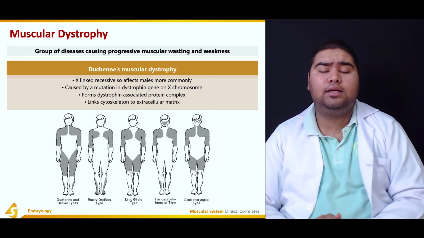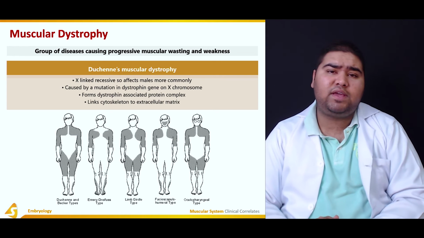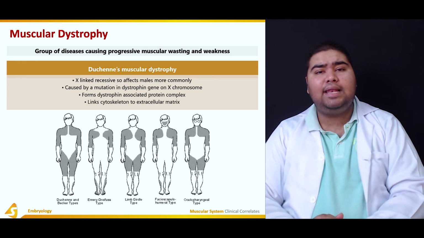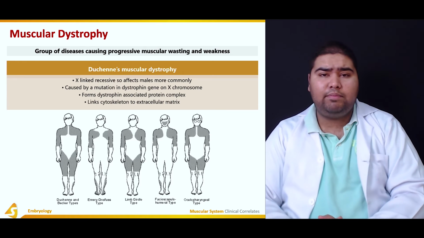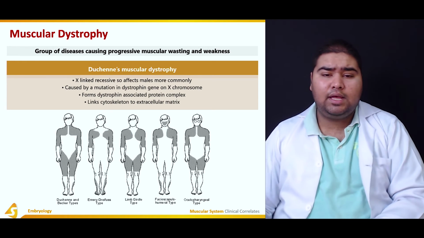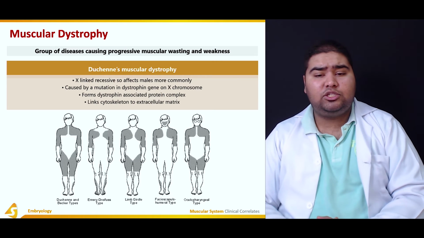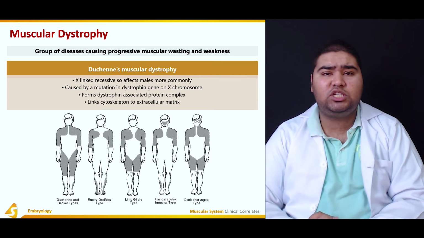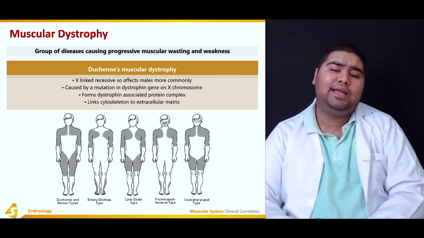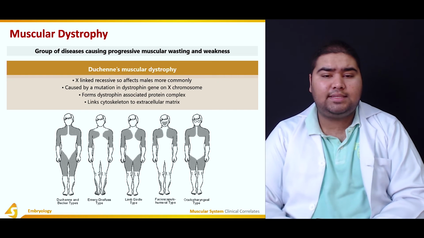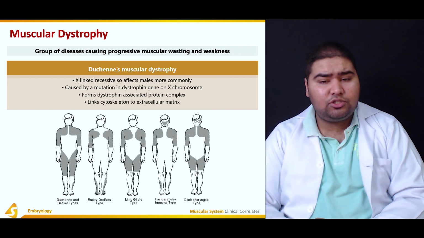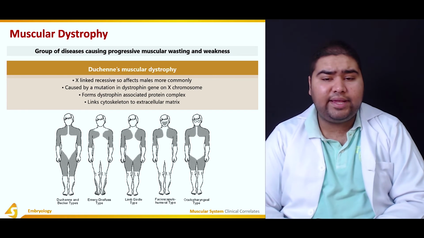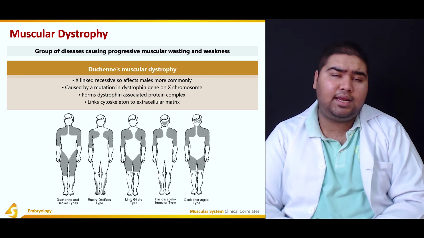However, the genetic assembly of a female consists of two X chromosomes. If a female gets a single affected chromosome, she may be a carrier, but she may not exhibit the disease. It is caused by a mutation in the dystrophin gene on the X chromosome. So the culprit is the dystrophin gene, which lies on the X chromosome, and hence it leads to Duchenne's muscular dystrophy. It forms the dystrophin-associated protein complex, which is responsible for linking the cytoskeleton to the extracellular matrix.